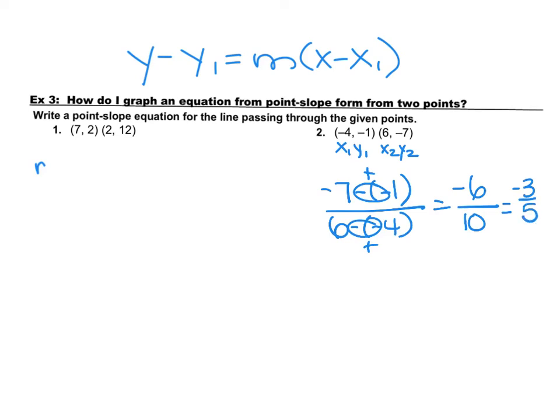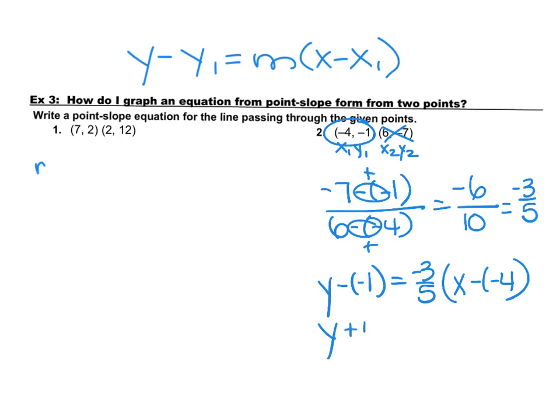And again, let's just pick one of the points. So I'll just take the first point. It really doesn't matter. So we have y minus negative 1 is equal to our slope of negative 3/5 times x minus negative 4. So y plus 1 is equal to negative 3/5 times x plus 4.